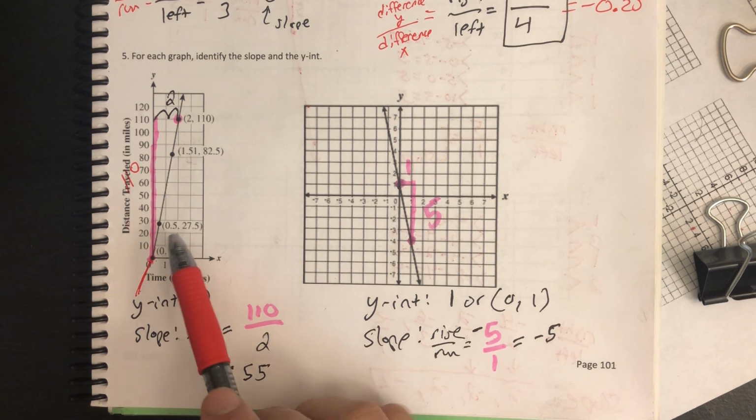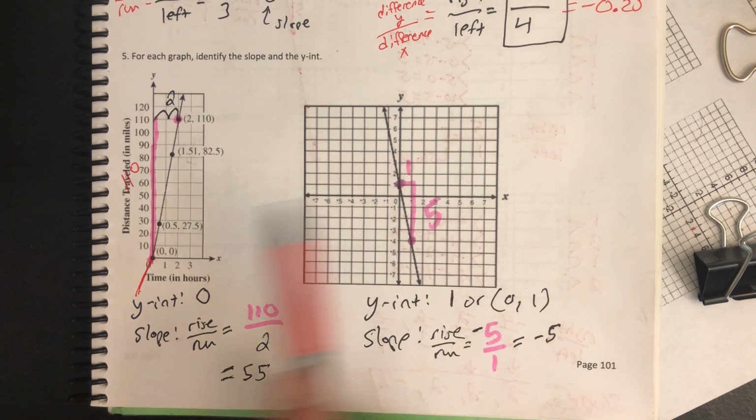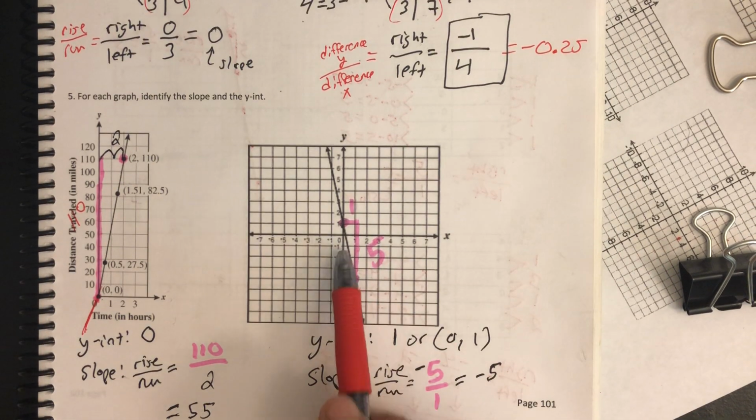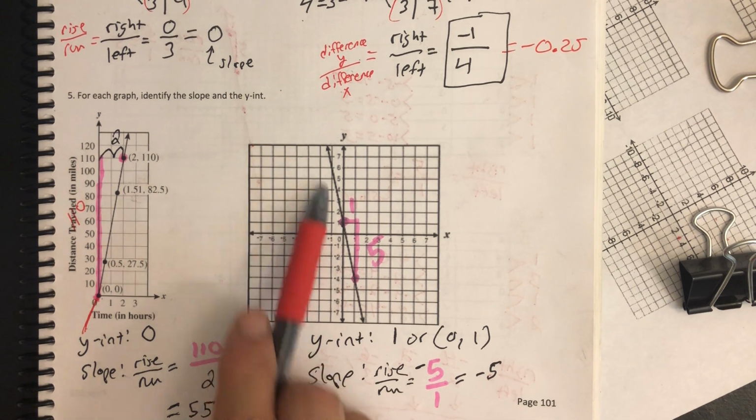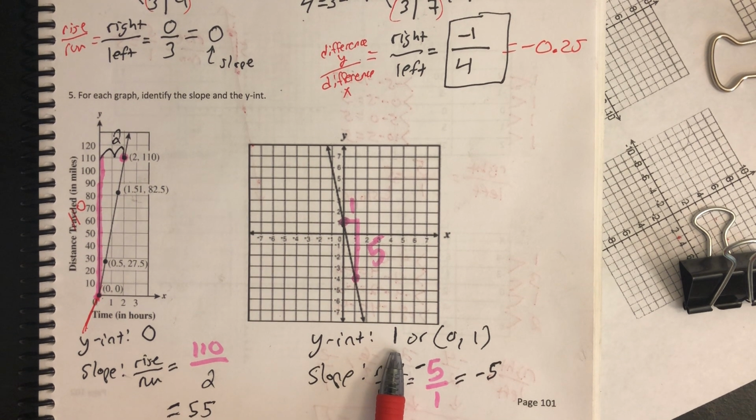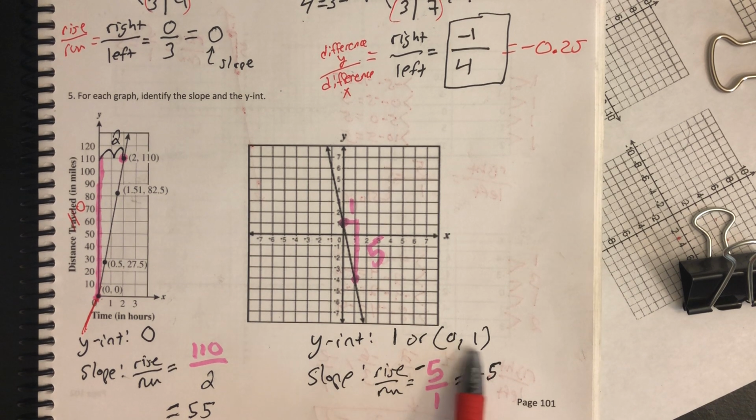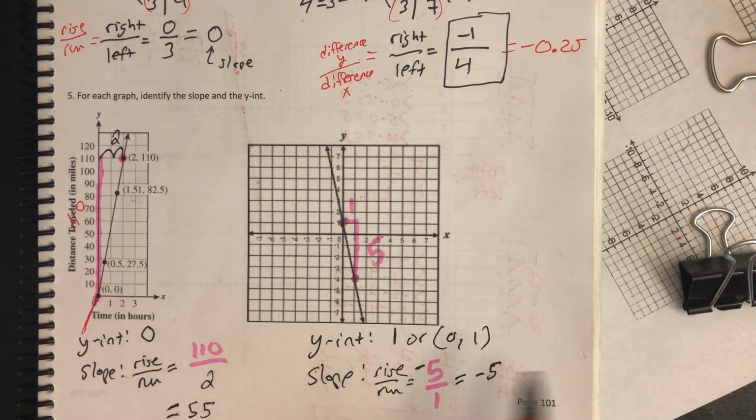And now another thing is, if you notice here, I'm counting by tens. And here I'm counting by ones. Just be careful when you're counting. Okay. Now for the second graph. First thing is first, my y-intercept. This line crosses the y-axis at positive 1. So that means my y-intercept is 1. Or we can also write it out as 0, 1. Okay? So these are two different ways of writing out the y-intercept.